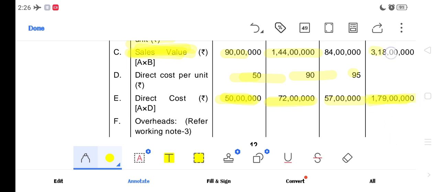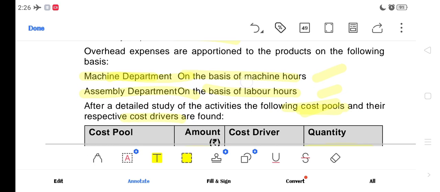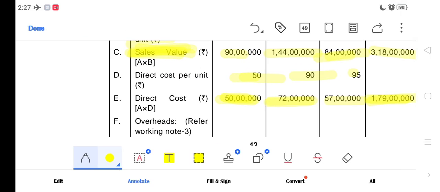Don't forget to add the totals. This is also important, because sometimes they ask for individual, product wise profits. Here they have directly asked product wise, but sometimes in the main exam they also ask for total profit, or unit profit, per unit. They may ask anything, so it is better to write unit wise and total wise. This is A, B, and C, so the total of the three products' profit, don't forget to add that column also. So direct cost is there.